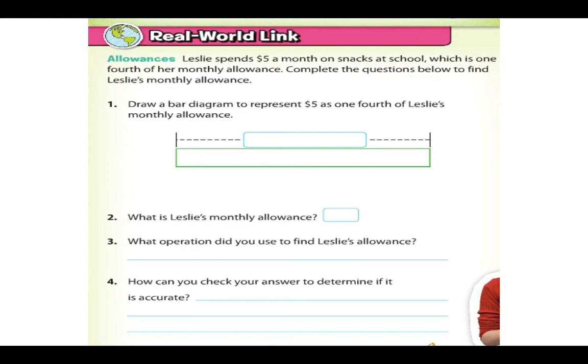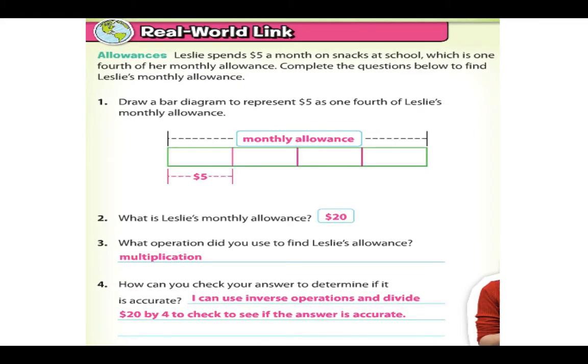So take a look at your real world link. It says allowances. Leslie spends $5 a month on snacks at school, which is 1/4 of her monthly allowance. Complete the questions below and find Leslie's monthly allowance. Go ahead and take a few minutes and figure these out. All 4 of them, pause the video. Okay, let's see how you did.